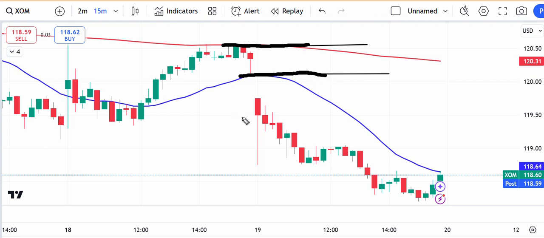First candle of the day. Red. Negative territory, below the 20, below the 200. This is a strong buy. 2 lots. Okay? If you wanted to, you could have also added right there or gotten in. This is another entry point right here.